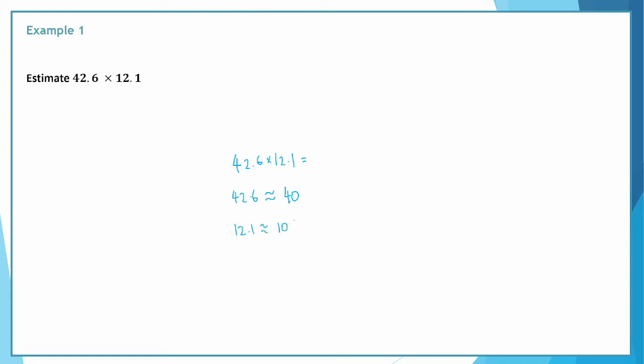If you're not sure how to do this, go back and check lesson 8, where we go through how to round to one significant figure. Now we can rewrite our question: instead of 42.6, we would write 40, and instead of 12.1, we would write 10. And instead of a normal equal sign, we put this squiggly equal sign, which means we're working as an estimation now. So 40 times 10 is, of course, 400. And that's an estimate to this sum over here.